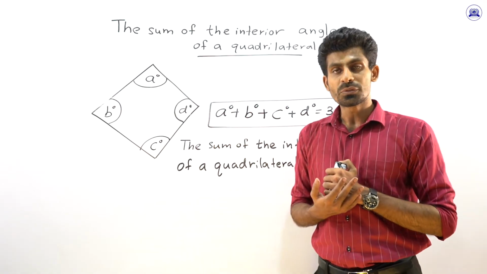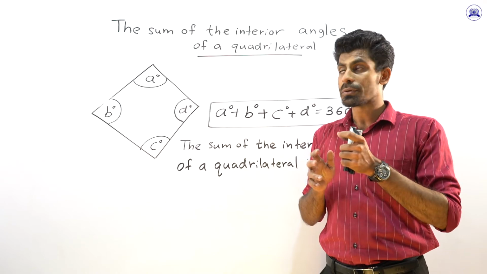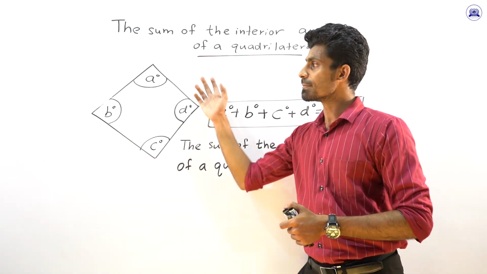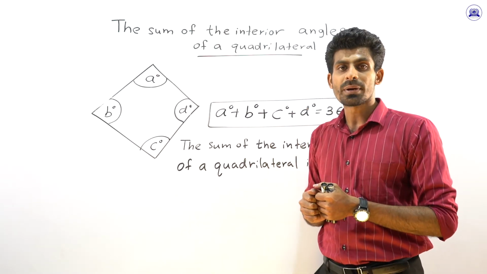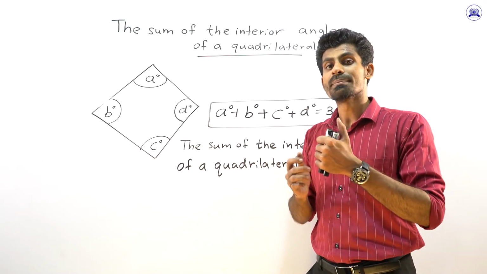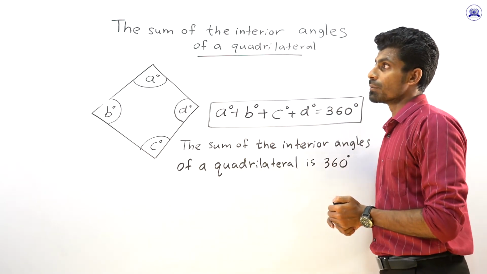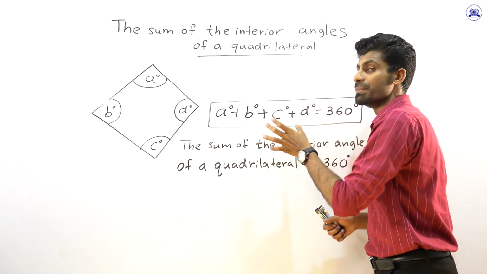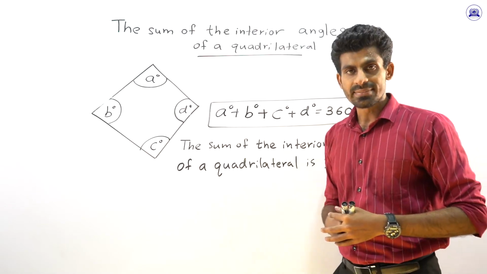So let's move to the video. In that video, I will show you how we can get that 360 for the summation. Let's watch that video. Just try to do that one at home, then you can get a better idea how the sum of the interior angles of a quadrilateral should equal 360. Let's move to that activity.